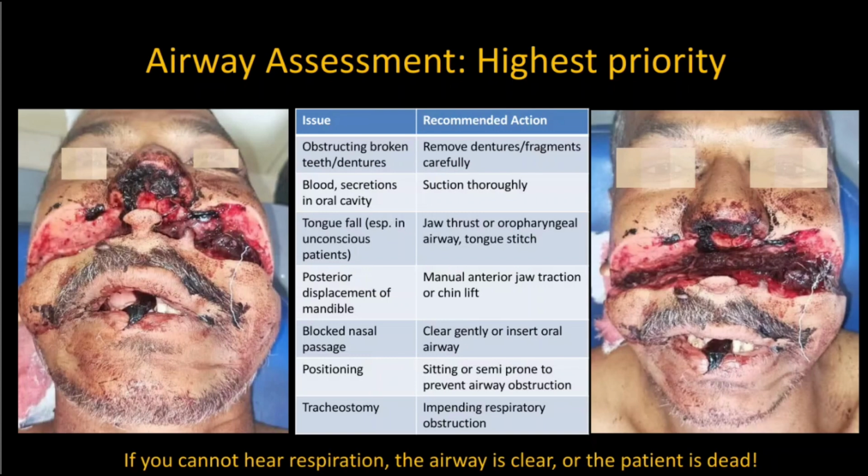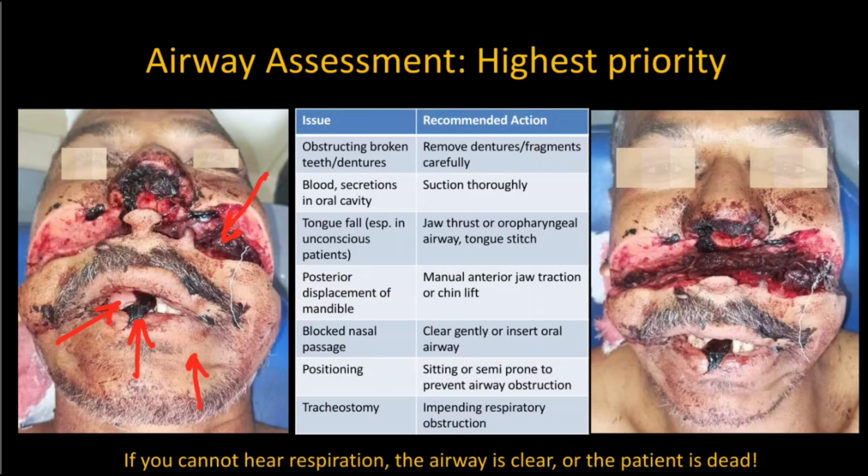Now let us take an example. If a patient like this comes to us, what do we actually look for? We look for broken teeth, which is seen over here. There can be a lot of oral secretions, clots in the oral cavity, for which suction must be considered. There might be tongue fall if the mandible is retruded posteriorly. In this case, the maxilla is fractured and it is probably pushing over the posterior pharyngeal wall and probably causing respiratory obstruction.